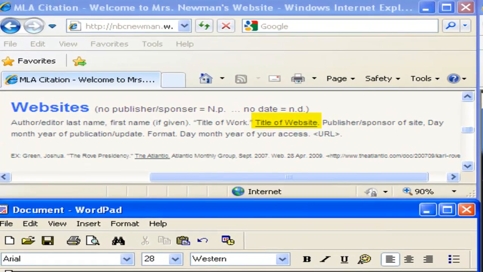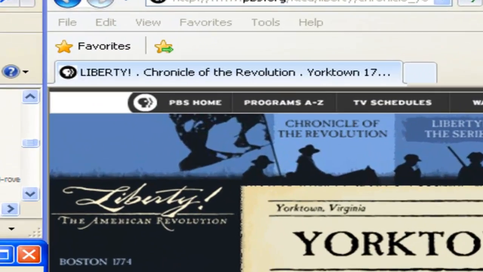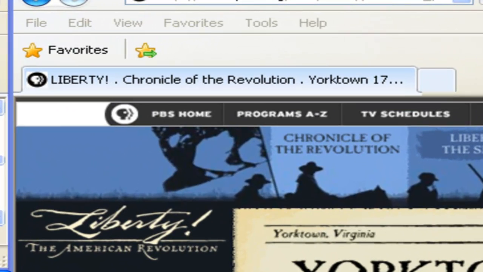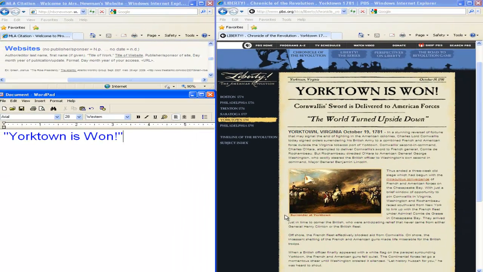Next, we are asked the title of the website. This is the bigger picture. This article on Yorktown is one of many pages on a larger website. We need to know what that larger website is. Look toward the top. Usually, your title of a website will stand out because it will be in bigger font near the top. Often, it will be accompanied by a logo. In this case, although PBS is not largely written, its logo appears near the top, and we have a link for PBS Home. It's safe to assume that this is our website title, which we will underline and place a period after.